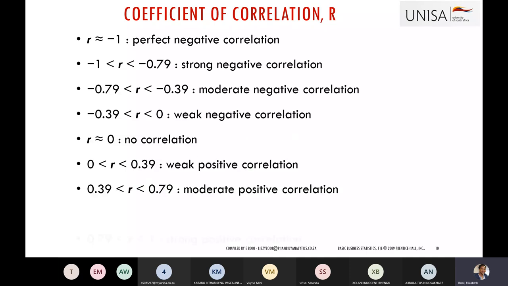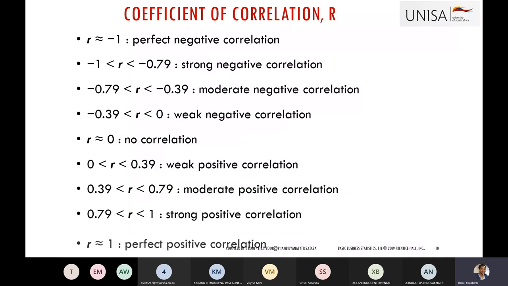We also looked at how we can define the strength based on the range of the values that you get. When R is approximately equal to 1, whether negative or positive, we say it's a perfect relationship. When it's positive, you will say it's a perfect positive relationship. When it's negative, it will be a perfect negative relationship. Also, in terms of the strength of R, you can say it's strong, weak or moderate, depending on the range of the values that you are working with.